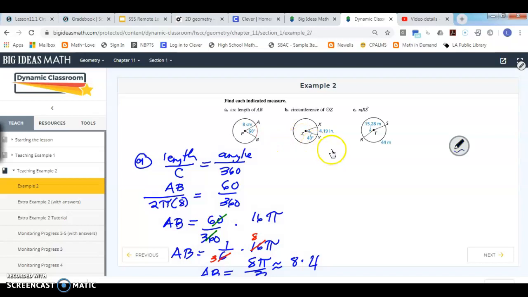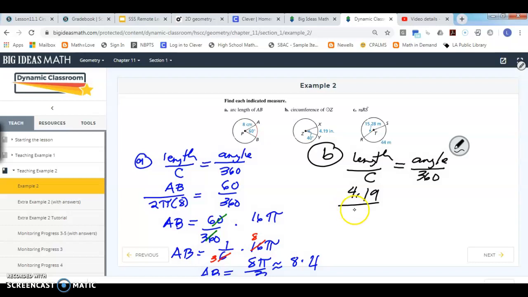For letter B, we need the circumference. So let's write down our formula again. Length over circumference is equal to angle over 360. So they already give you the length. How do you know that this is the length? This is the length because it's measured in linear units like inches, meters, etc. Okay, so the length is 4.19. They don't know what the circumference is, so let's just leave the C as a variable. The angle is 40 degrees over 360.